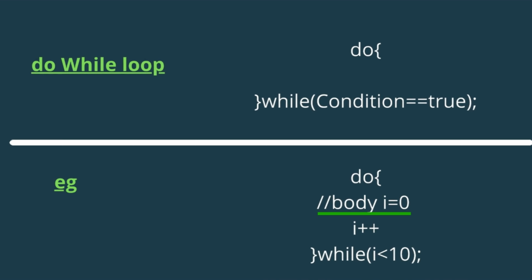For example, I have initialized i with 0, and in the do block I have written the body and incremented i by 1. The do block will execute this body one time, but after that the condition is checked, that i is less than 10 or not. If i is less than 10, then again the do block will execute and then again the condition will be checked. And this happens until the condition is true, and once the condition is false, then the loop will break.